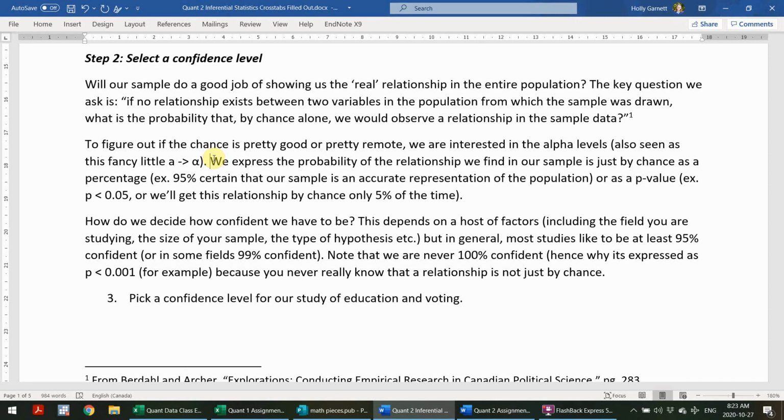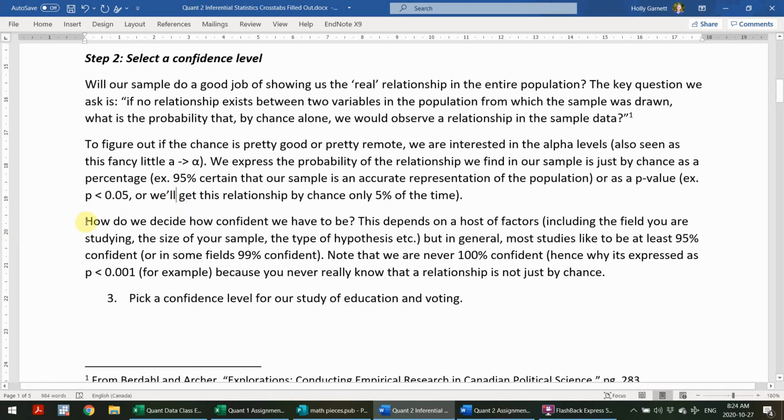So essentially, those are 2 ways that you can say how confident you are. Or not necessarily how confident you are, but what's the chance that you're just going to get it by chance? So you would say you're 95% certain, and then all you have to do is essentially 100 minus 95% is 5% that you'll get it by chance. So then you put that as your p-value is less than 0.05.